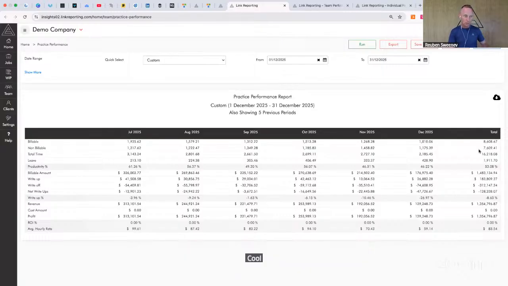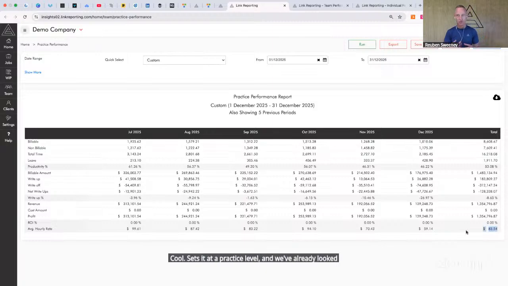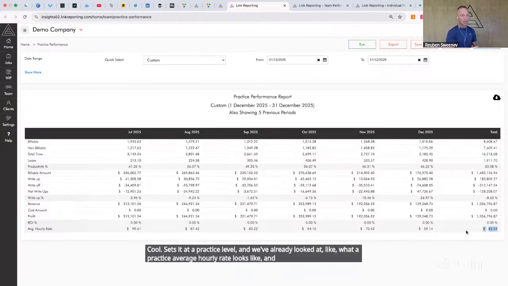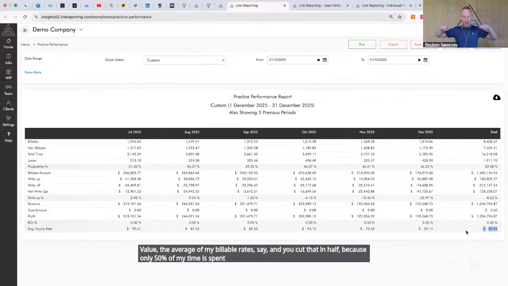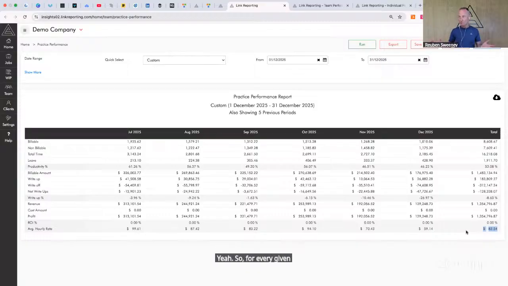Cool. So that's it at a practice level, and we've already looked at what a practice average hourly rate looks like. Again, that's a number that might surprise you as being lower than you would think. You're thinking, oh man, my billable rate's like $200, so why is my average hourly rate only 83? Well, you take this $200, the average of my billable rates, and cut it in half because only 50% of my time is spent on clients, and now I'm at 100. Then I've got to write off 10% of that, so I'm at 90. So for any given hour of effort that goes into running my business, we're making $90.